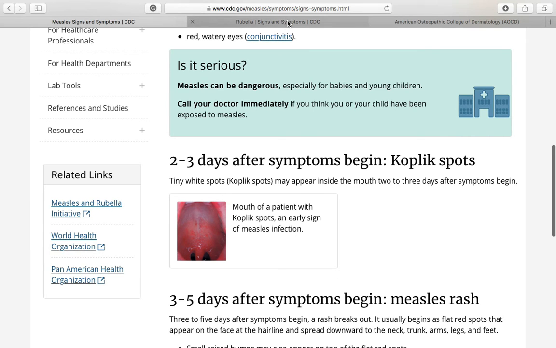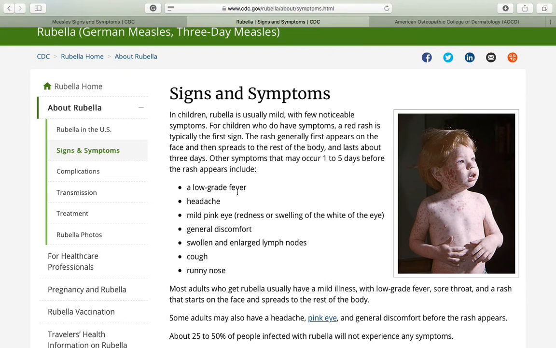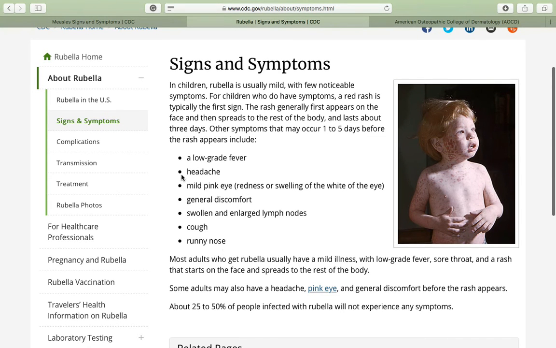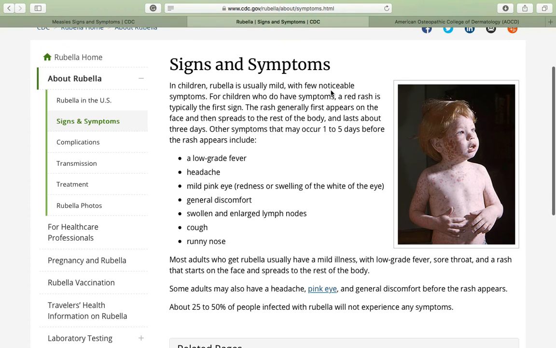Now, I wanted to show you this rubella page here. See, it's mentioned here, CDC again, the Centers for Disease Control and Prevention. Here it's mentioned a low-grade fever. Other symptoms may occur 1 to 5 days before the rash appears. So before the rash, the baby may have a low-grade fever or may not. Headache, mild pink eyes, swollen glands, running nose. So all the features of rubella are here also. And now you can think that in our recall, the answer must be rubella, because the same thing is there. A low grade fever, headache, the running nose is also there. But the very important point is the fever. What's the type of the fever? Either it's a high grade fever or it's a low grade fever. Similarly, running nose is there in measles also, and in rubella also. But the important thing is, usually in children, rubella is mild with few noticeable symptoms.